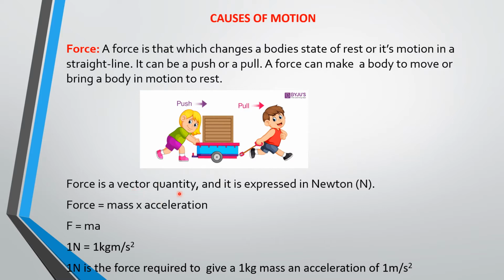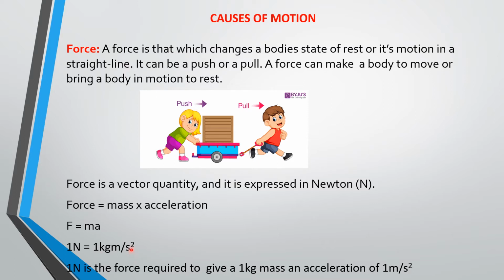So a force is a vector quantity, and the unit for force is Newton, right? Force is expressed in Newton, and this is the formula for force. The formula for force is the mass of the object times the acceleration attained by the object, and mathematically stated, it is F = ma. Now 1 Newton is also the same thing as 1 kg. You know that mass is in kilograms, and the acceleration is in meters per second squared. So 1 Newton is the same thing as 1 kg m/s².